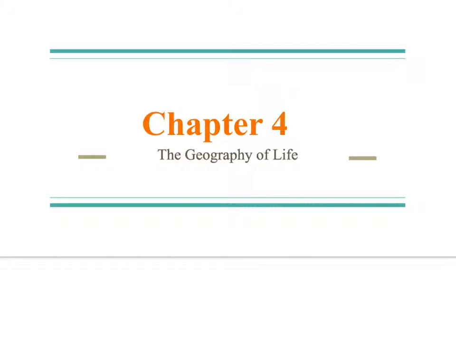Chapter 4, The Geography of Life. This chapter focuses mainly on biogeography, and Coyne talks about how different types of species are distributed around the world.